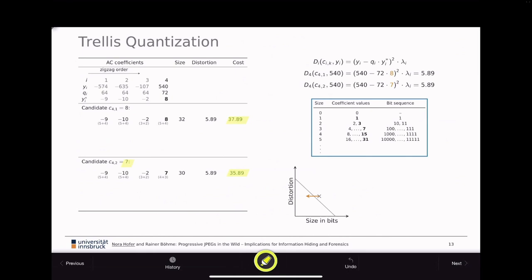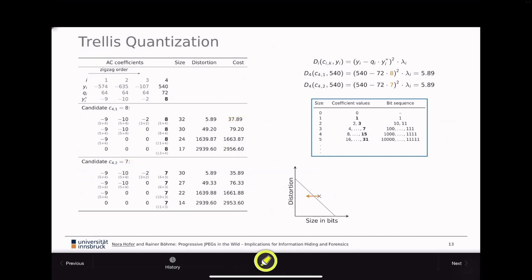I told you that Trellis also looks if it can increase the zero runs. So we try that out and we can see that the cost is higher in every case. So we will not do that. For completeness, we can also have a look at the remaining alternative coefficients 1 and 3. We see that the cost for them leaves the size distortion space, so we will, of course, not use them.